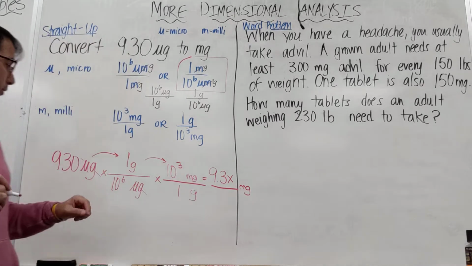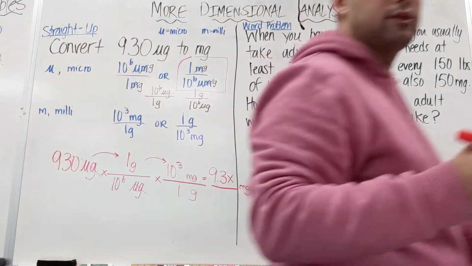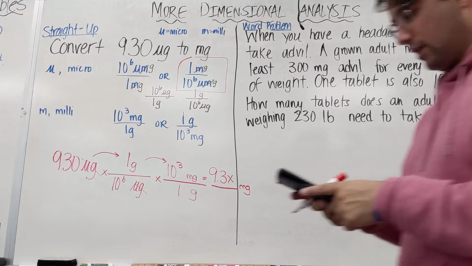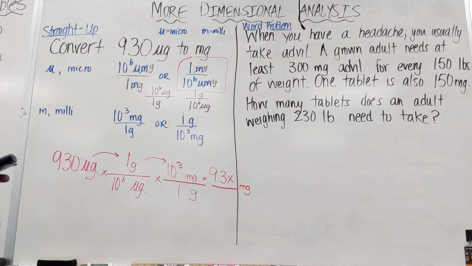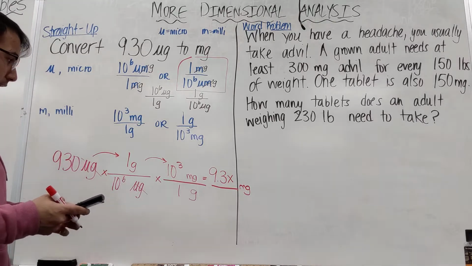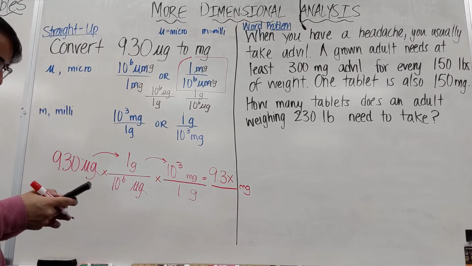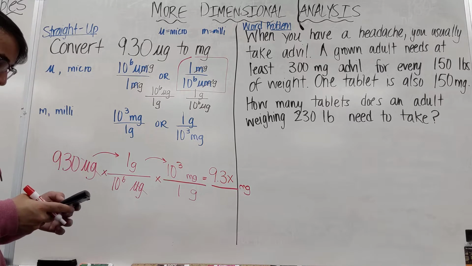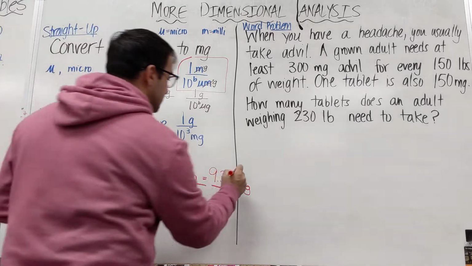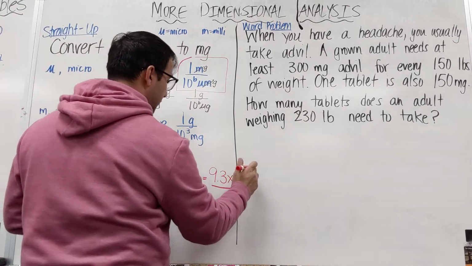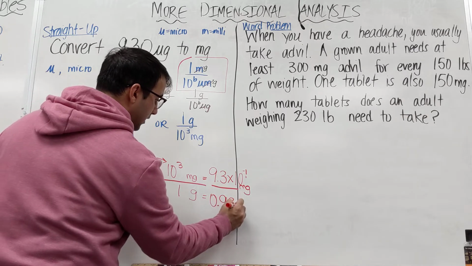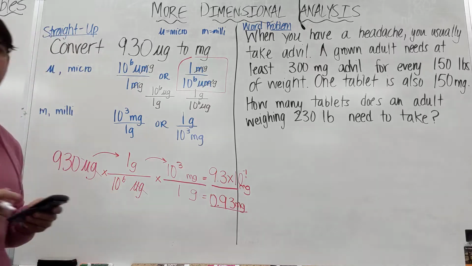If you do this correctly on your calculator, you should get 9.3. I didn't do it on a calculator because I didn't have it in front of me, but the calculator will give you 930 times 1, divided by 10 to the 6, times 10 to the third. I should get 9.3 times 10 to the minus first, or your calculator would say 0.93. And the answer is in milligrams.